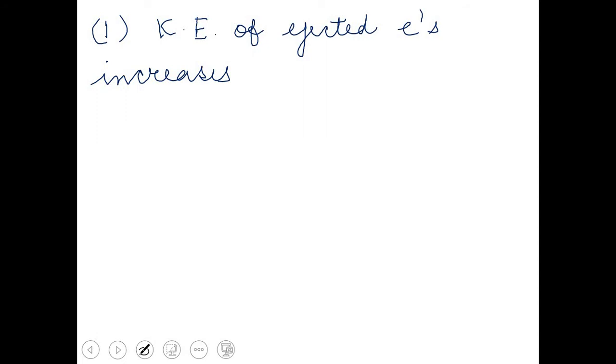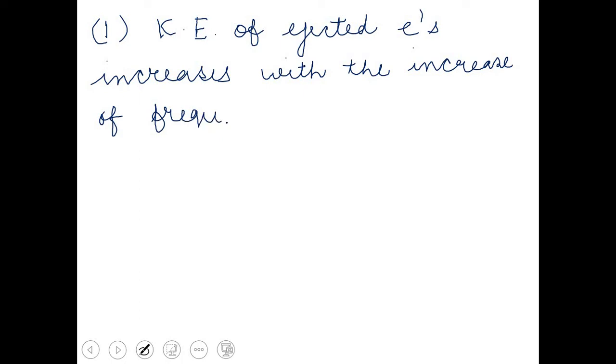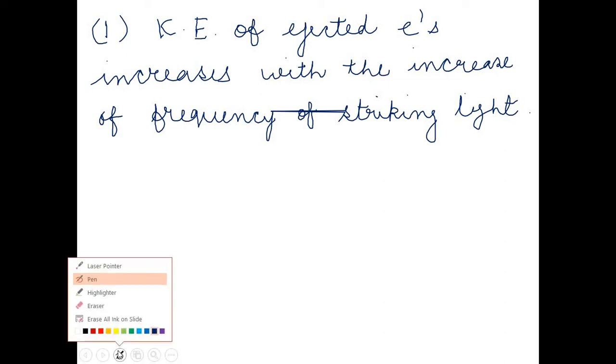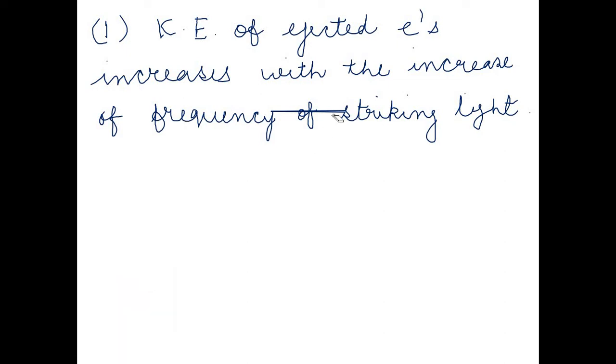Kinetic energy of ejected electrons increases with the increase of frequency of striking light. So that point I discussed with you in great detail, and I have shown you this point graphically also. The point explains that kinetic energy of ejected electrons increases with the increase of frequency of the striking light.